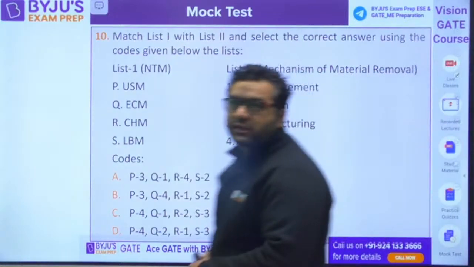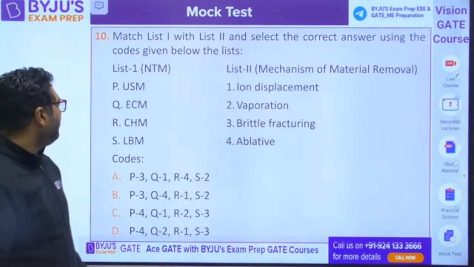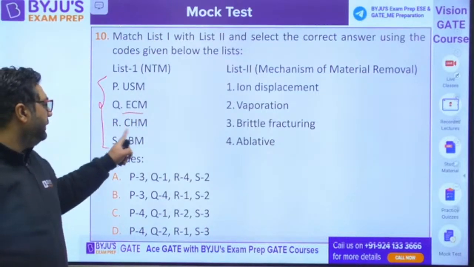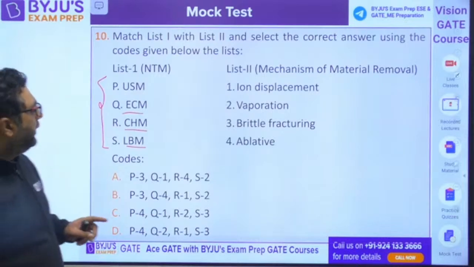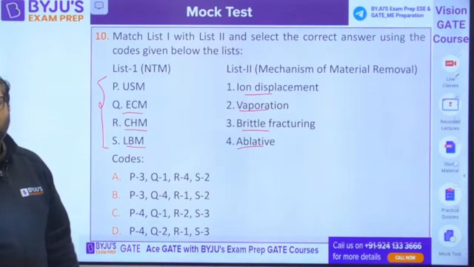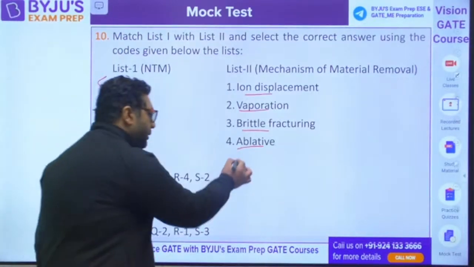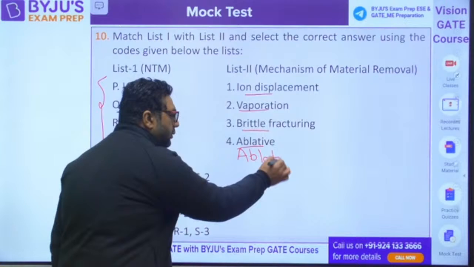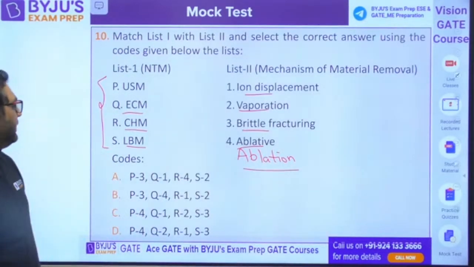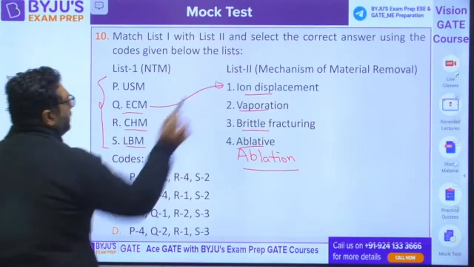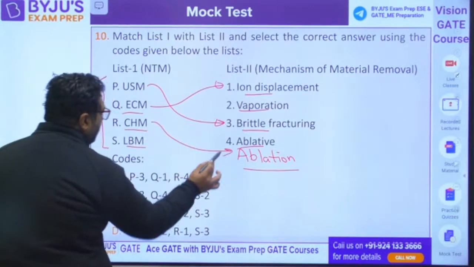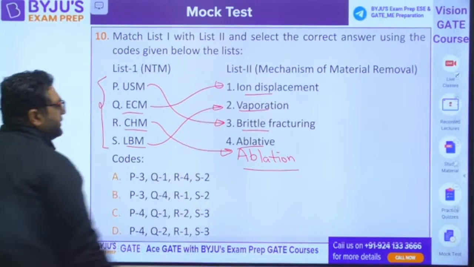Tell me the answer for this. On the left-hand side we have the processes: ultrasonic machining, electrochemical machining, chemical machining, laser beam machining. Here we have ion displacement, vaporization, brittle fracturing, and ablation. You know that ion displacement happens in ECM. Brittle fracturing happens in USM. Chemical machining is related to ablation, and laser beam machining is related to vaporization.